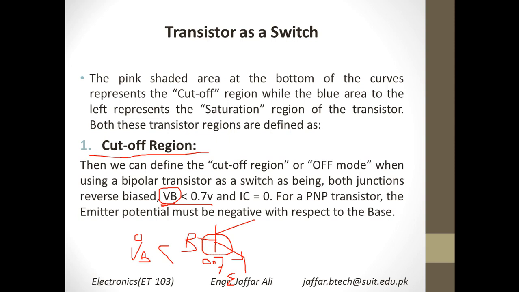broken. So from there the collector current IC will be equal to 0, because you are not allowing any current to pass through it. That is where you have achieved your cutoff region, or your off mode. Your transistor will be switched off.